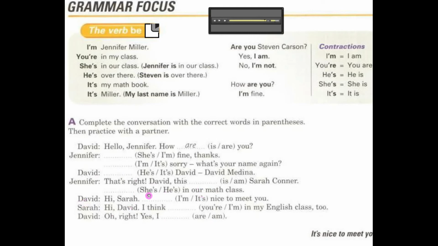Okay, finish. Let's go to practice. "Hello, Jennifer. How are you?" "I'm fine, thanks. I'm sorry. What's your last name again?" "It's David. David Medina." "That's right, David. This is Sarah Connor. She's in our math class." "Hi Sarah, it's nice to meet you." "Hi David, I think you're in my English class too." "All right. Yes, I am."